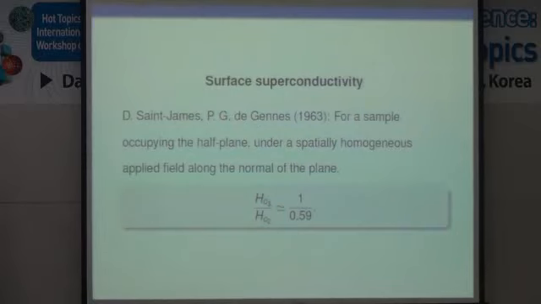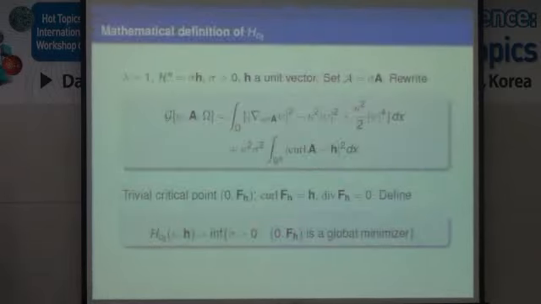Here I want to mention that the first people who predicted surface superconductivity were Saint-James and de Gennes, and they actually did mathematical analysis. They said that if you have a sample which occupies a half space or half plane, and the applied field is parallel to the boundary, then you observe some kind of superconductivity on the boundary. They found that the critical field Hc3 over Hc2 is approximately 1 over 0.59. This is the first work telling people that you have such a phenomenon. And then I want to consider the case where you have a bounded sample.